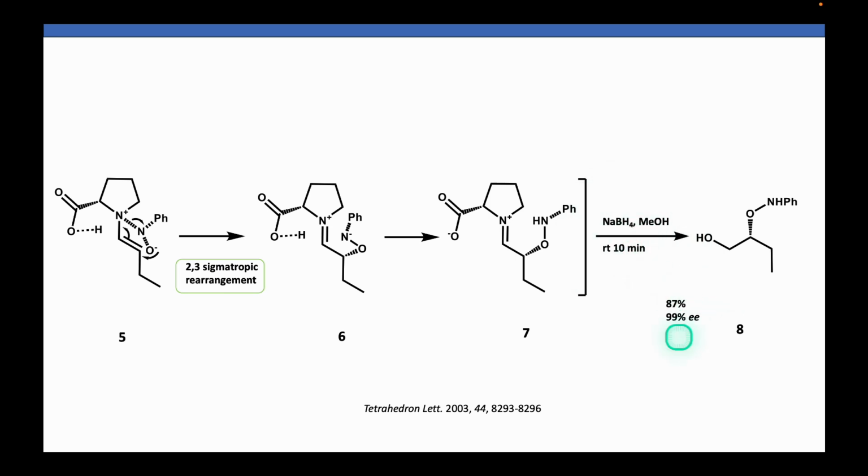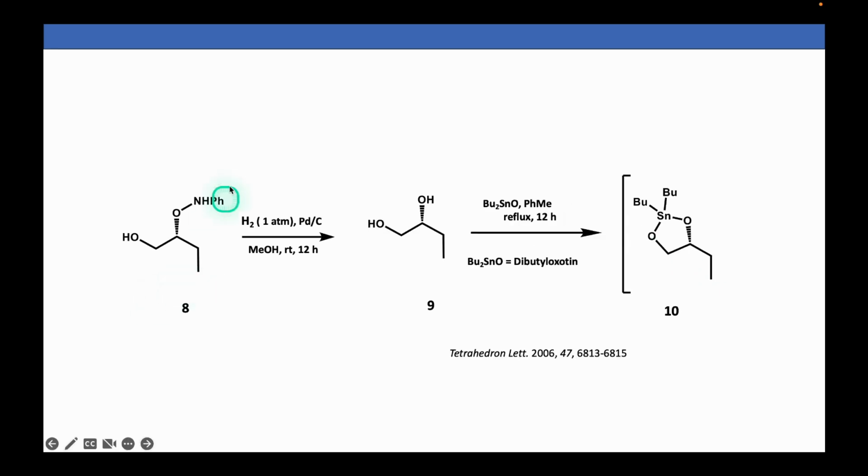The overall result of these transformations has been the asymmetric aminoxidation of butyraldehyde and the reduction of the aldehyde to the primary alcohol present in 8. The breaking of the oxygen-nitrogen bond is achieved through catalytic hydrogenation to generate the secondary alcohol with R configuration.